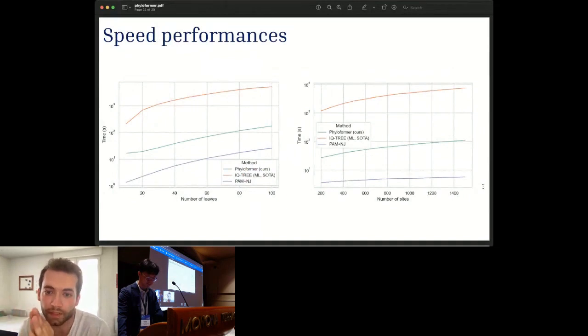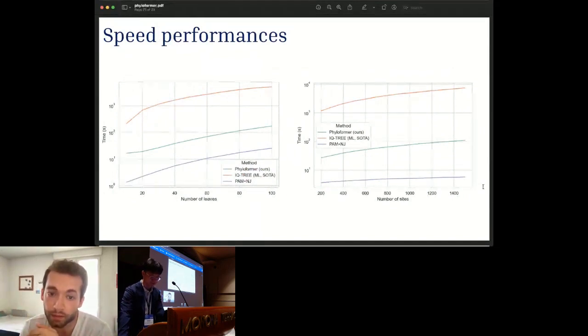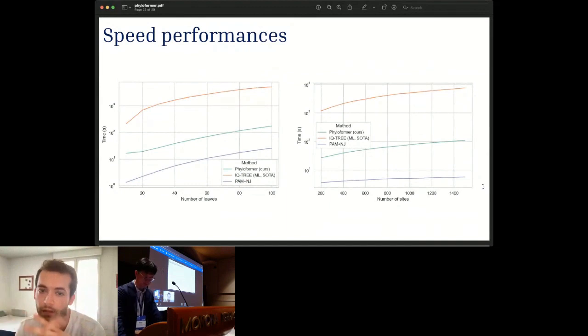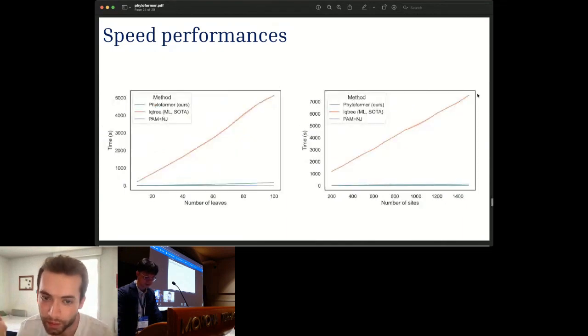So in terms of speed, again, we can see the performances of the 3 considered methods for the time simulations plotted on a log scale. So we have maximum likelihood, Phyloformer, and a standard distance-based method, both for increasing number of leaves and increasing number of sites. And again, this is on a log scale. So here it's easy to distinguish the different methods, but maybe it's more intuitive on a normal scale.